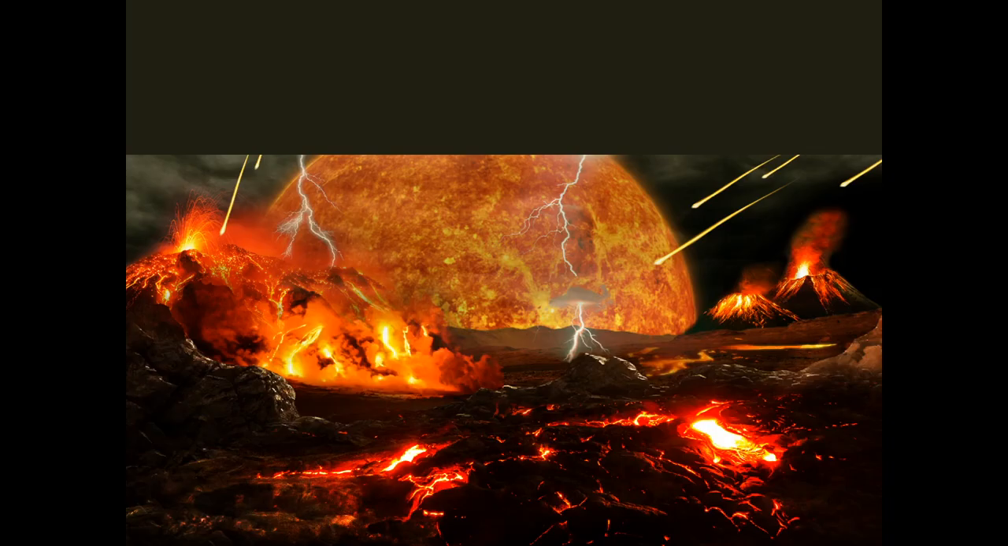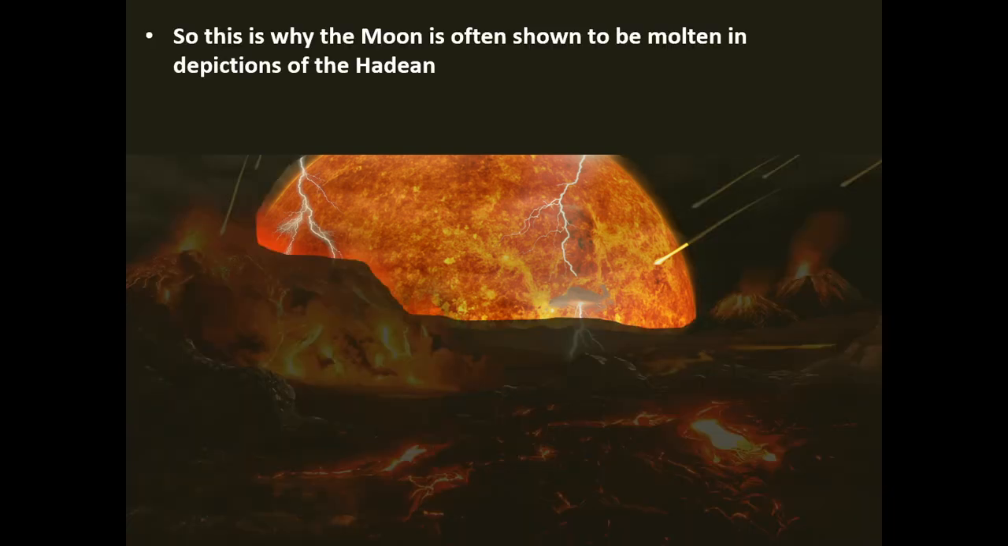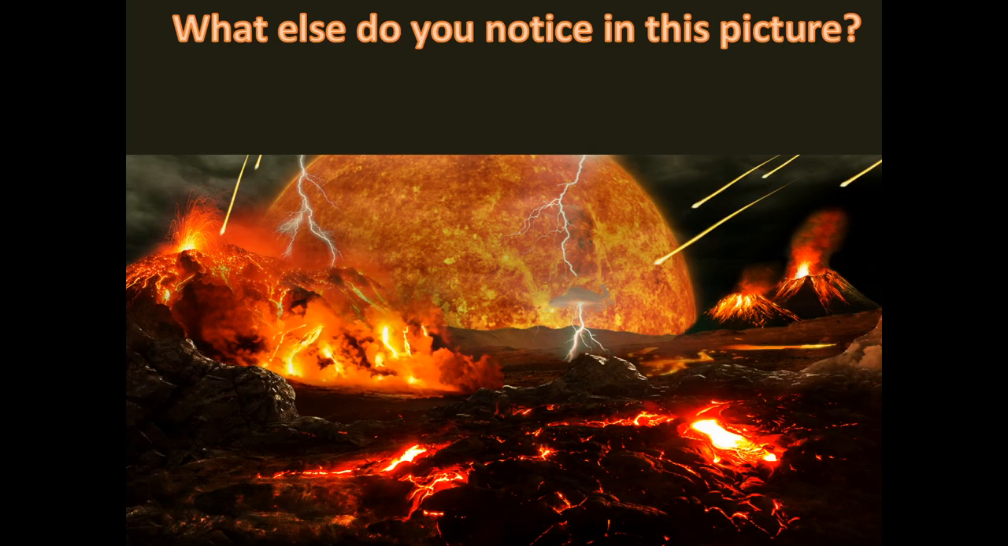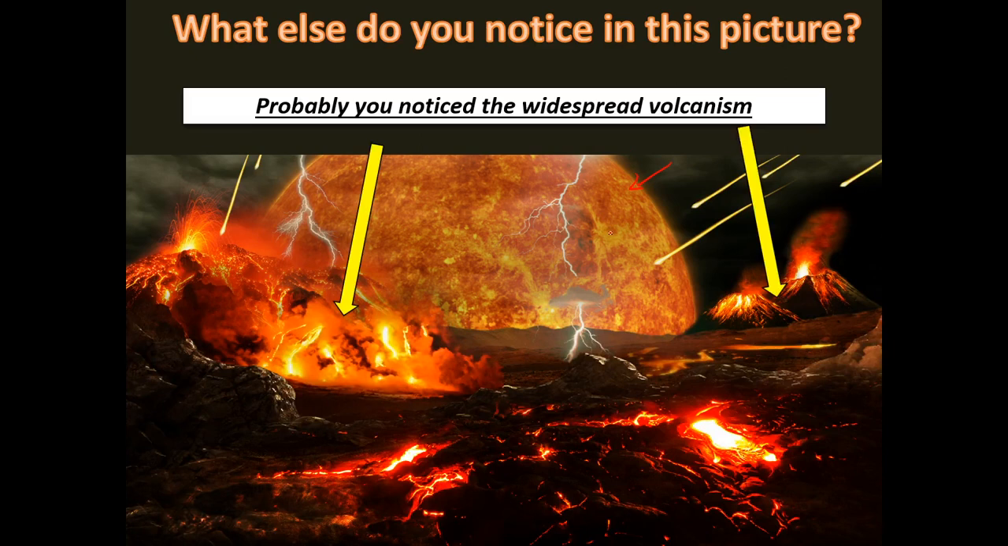So let's take a look at this picture again and see if there's anything else interesting about it. We talked about the moon. Notice it's molten. The reason we show it molten is because, under the giant impact hypothesis, we think the moon would have been totally molten after forming from the giant impact. And when we looked at the surface of the moon from our lunar explorations, it seems like this was a pool of magma, totally molten at one time. So this is probably accurate, showing the moon very close as a ball of magma.